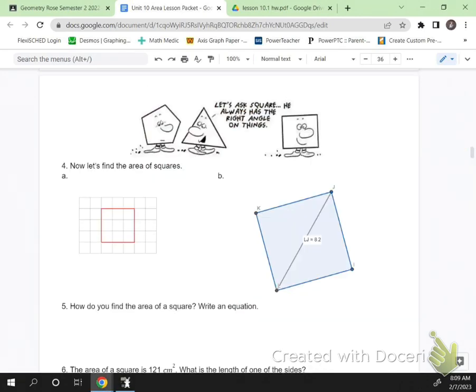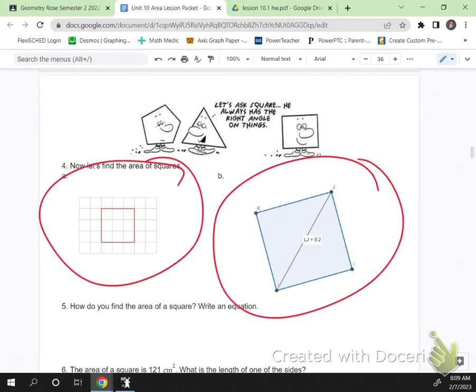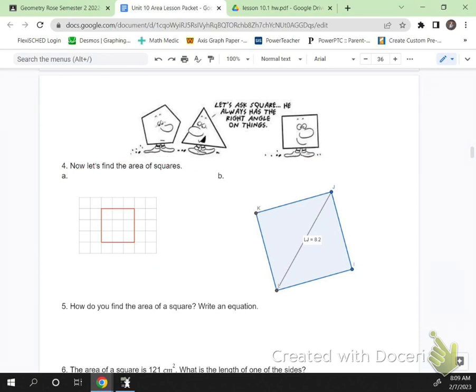Now let's find the area of squares. Obviously in A, you can count. B, you're going to have to use some trig or a special right triangle. Try it now with your partner. Then I want you to write the area formula or equation. We're going to stop after 5. That might help.